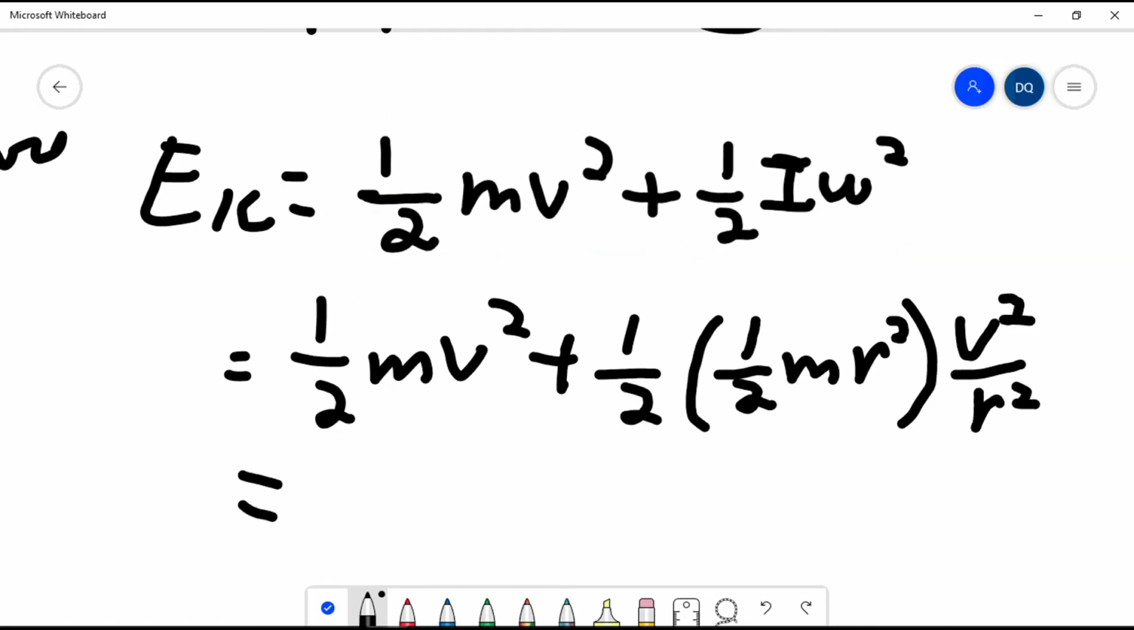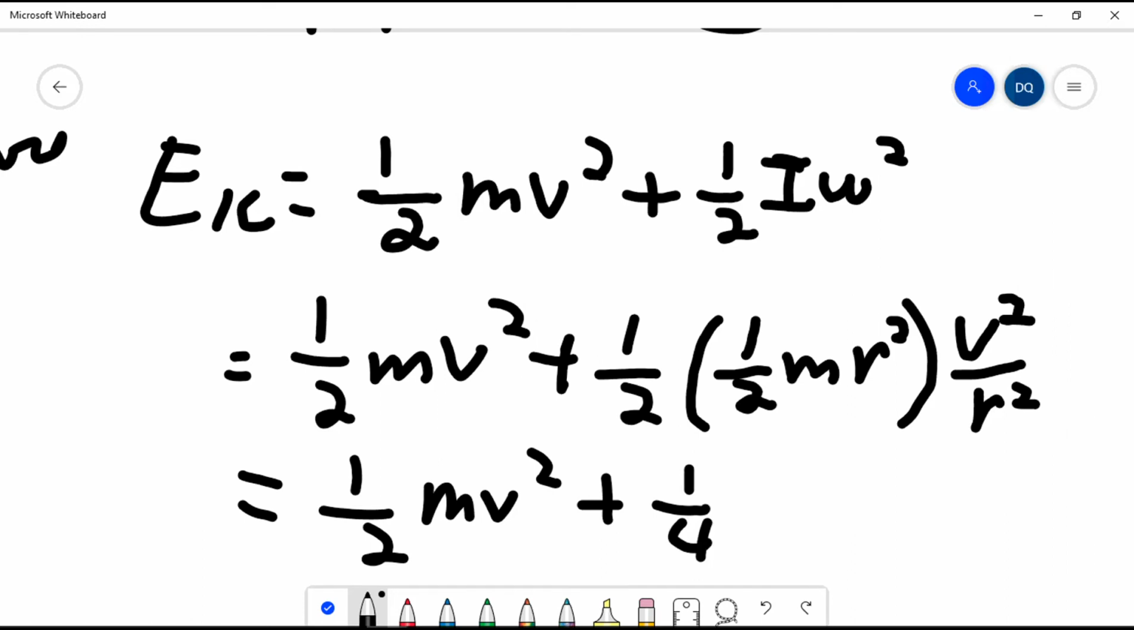So if we keep going here, we've got half mv squared. Now remember, this is all for the cylinder. This is for the puck. Half times a half is a quarter, so that's 1/4. And I've got m r squared v squared over r squared. So those r squareds cancel one another out because they show up at the top and the bottom of this term. So that becomes 1/2 mv squared.